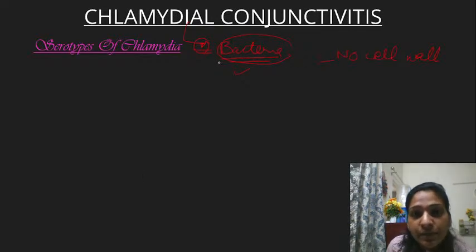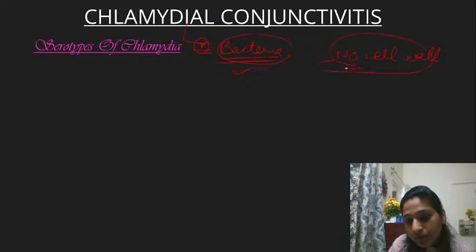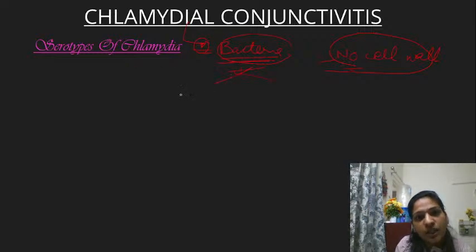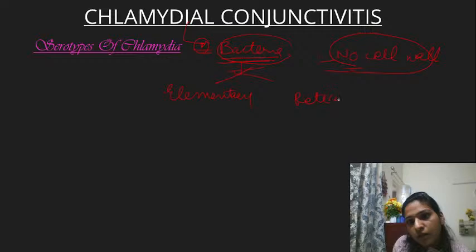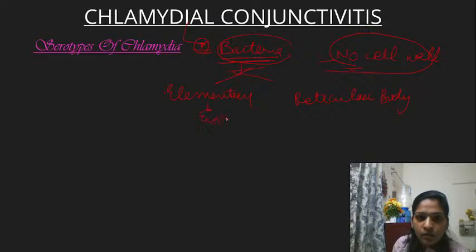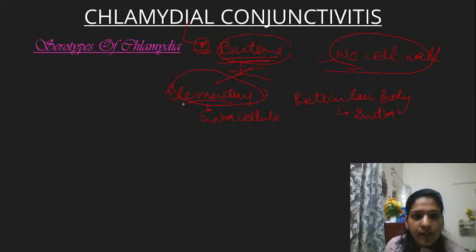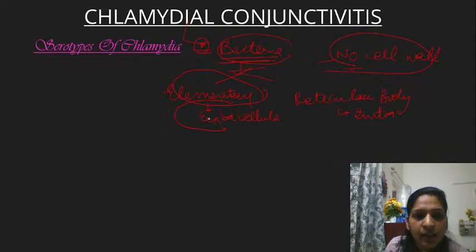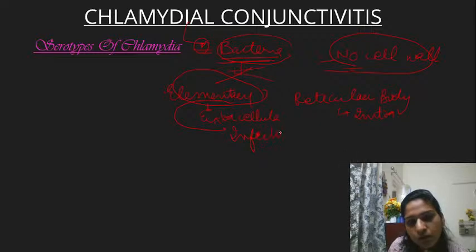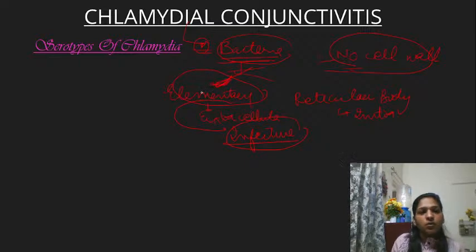So chlamydia is a bacteria which has no cell wall. There are two types of bodies in chlamydia: the elementary body, which is extracellular, and the reticular body, which is intracellular. The elementary body of the chlamydia is infective. Whenever infection occurs due to chlamydia, it is due to the elementary bodies.